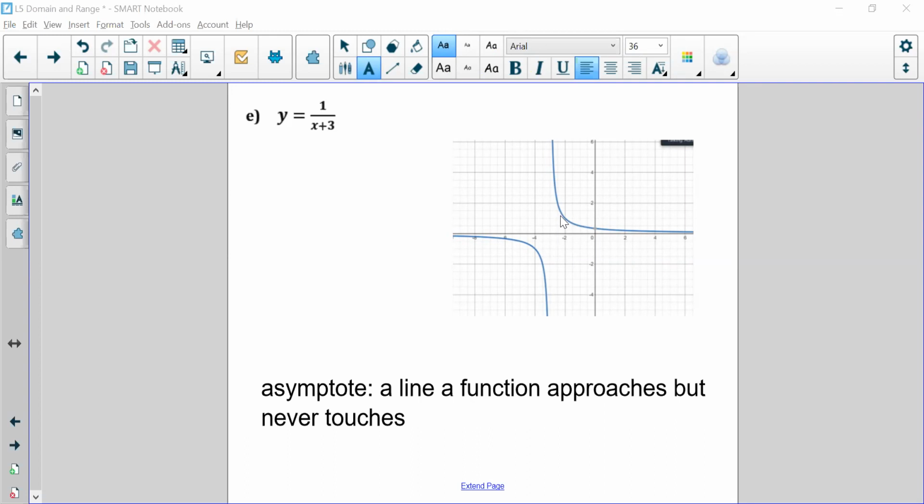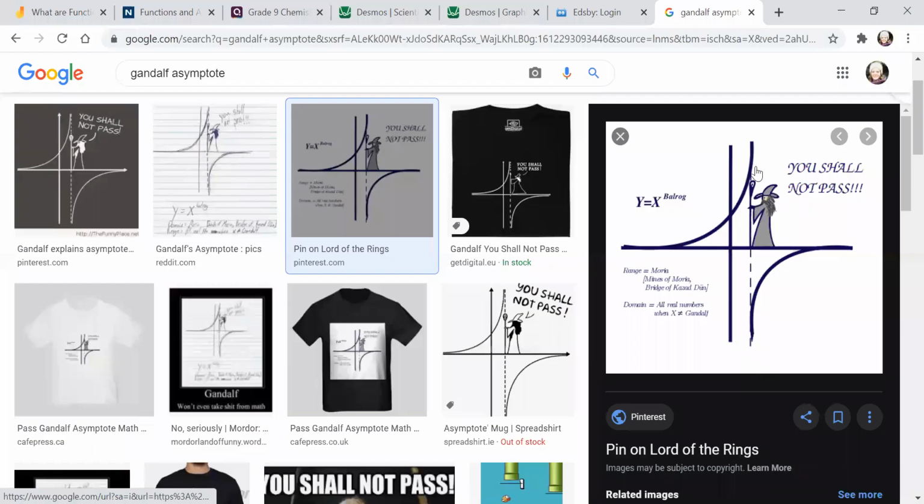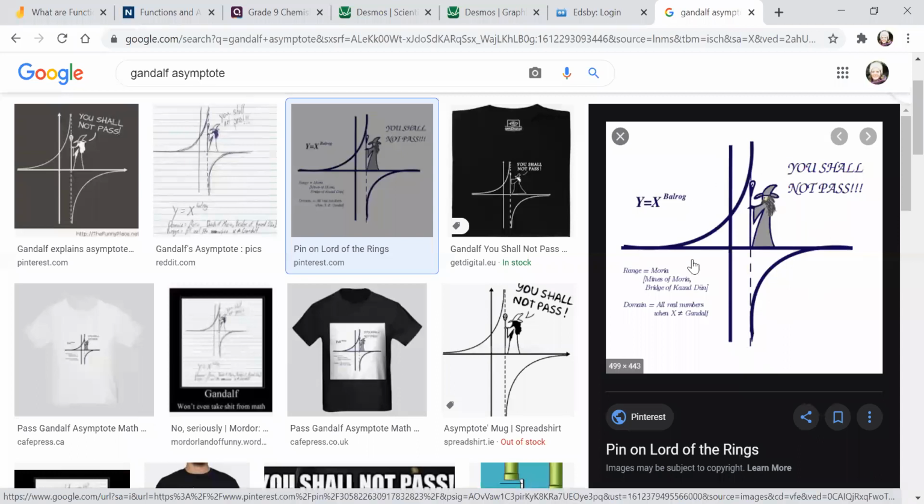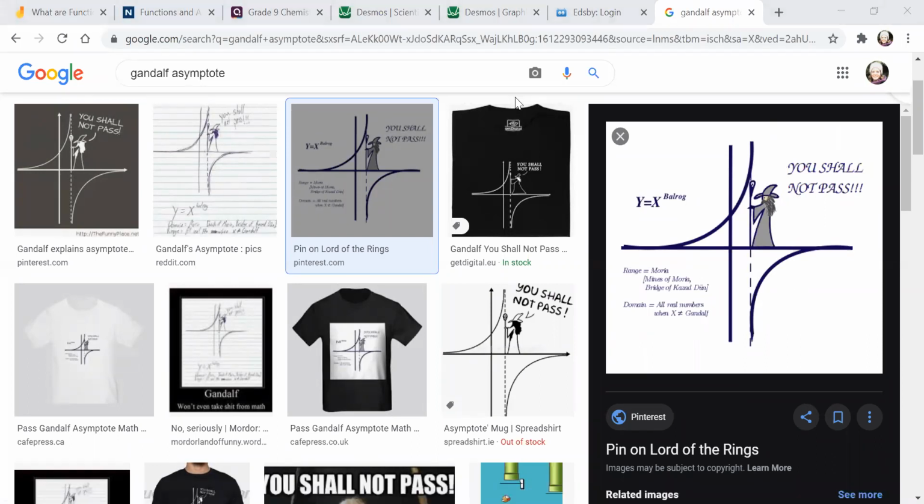And I'm going to show you guys this because this is going to help you remember what this word means. Anyone Lord of the Rings fans? So this is Gandalf here, and you'll probably remember the scene where he yells, "You shall not pass," and he stabs the staff in. This is trying to show you that this is an asymptote. It's the line that the function approaches but cannot cross. Okay, hopefully that helps you guys remember that. So we're going to go back to this question.